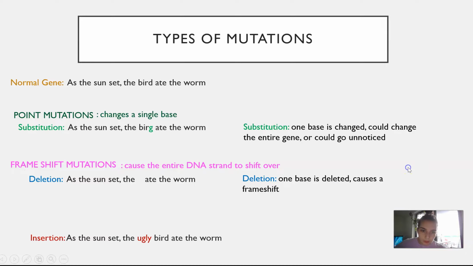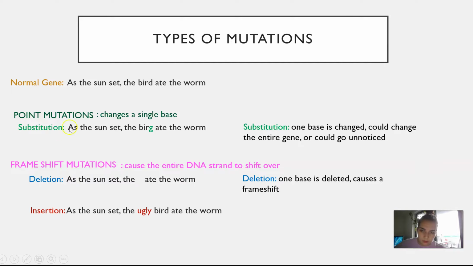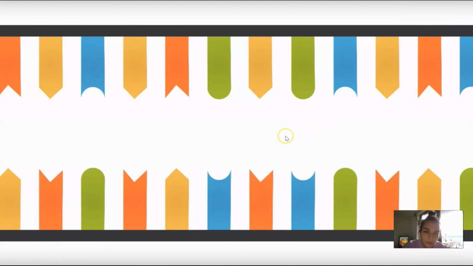And the other type of mutation that's pretty similar is insertions. So our normal gene is as the sun set, the bird ate the worm. Now it's as the sun set, the ugly bird ate the worm. So we've added a base, and this again causes a frame shift. So I'm going to show you a quick video that probably explains this better than my drawings would.